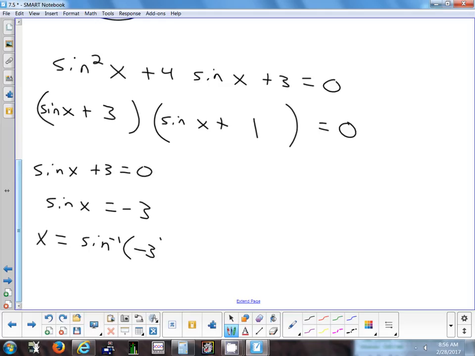Any thoughts about taking the inverse sine of negative 3? What's going to happen? Think about the graph of sine. How low does the graph of sine go? It only goes to negative 1. It doesn't go to negative 3. So when you try to solve that, what's going to happen? There's no solution to this part. Okay, so we wouldn't have to worry about finding an answer there. Sometimes that happens. Okay, if you're not sure, you could type that in, and you would see it comes out to an error. Now this part, sine of x would equal what?